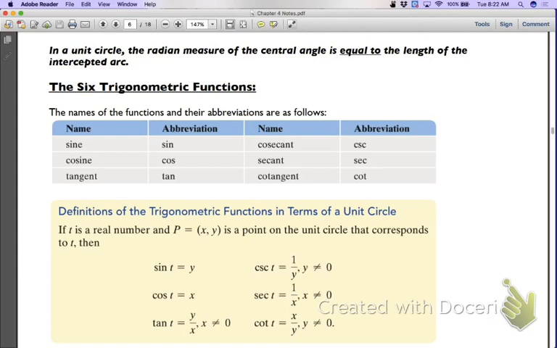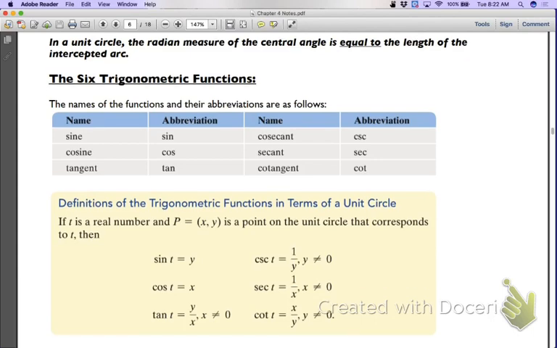Tangent is the only one that I will use both terms. Okay, tangent and cotangent are the only two that I'm going to use both terms. Easy way that you can also write this is that tangent is just sine over cosine.